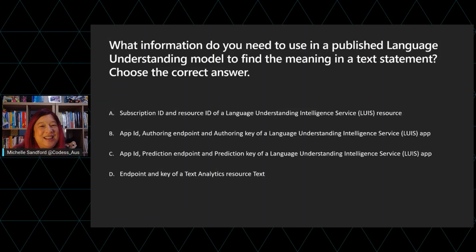What information do you need to use in a published language understanding model to find the meaning in a text statement? Choose the correct answer. So I really hate this kind of question, because all of those things are just blah, blah, blah to me, unless I am building the thing in Azure. If I was in Azure and looking at all of those, subscription IDs, resource IDs, app IDs, I would know what I needed and what it was asking me for at the other end. So this is exactly the kind of question that I would leave till last.